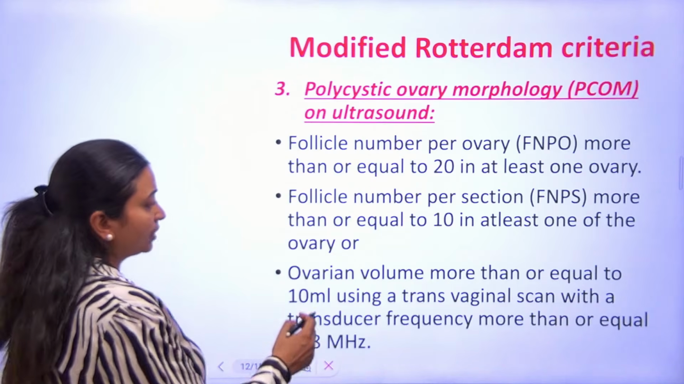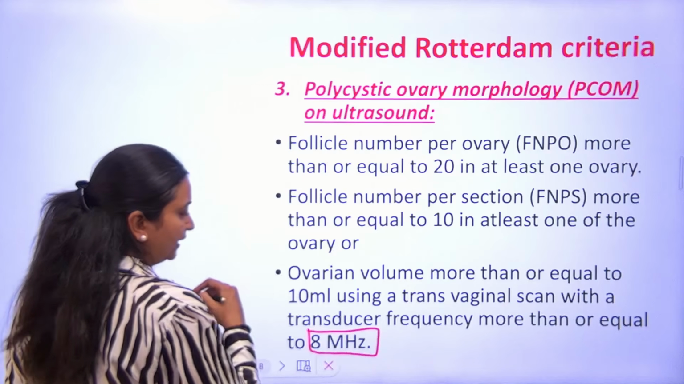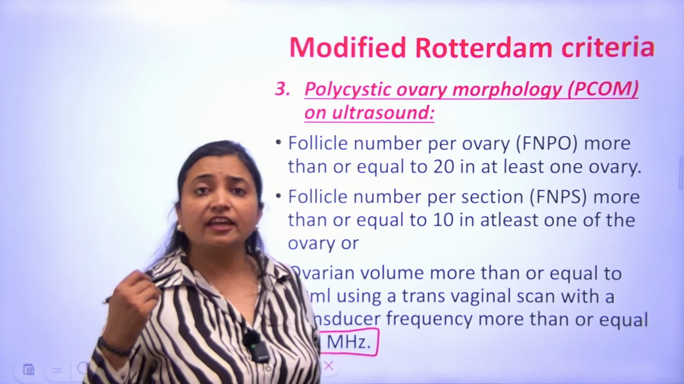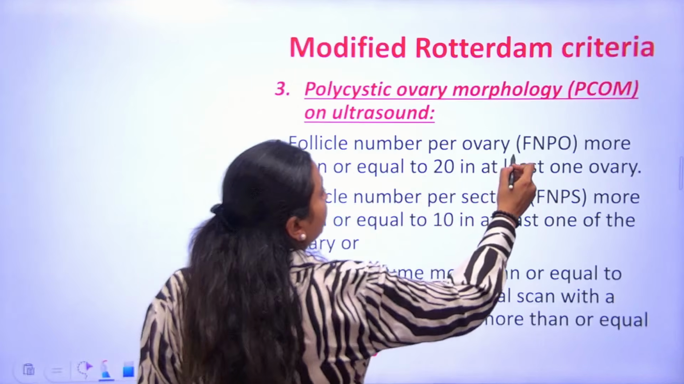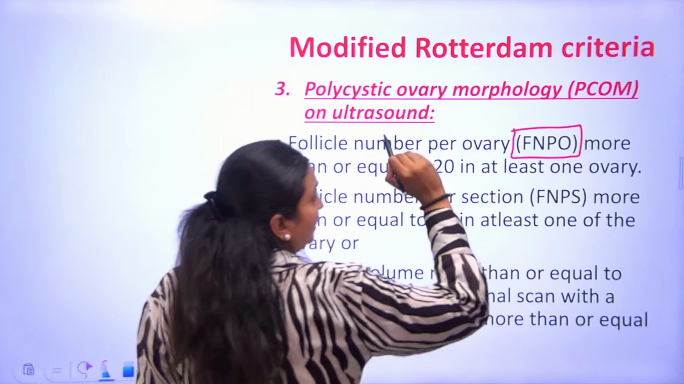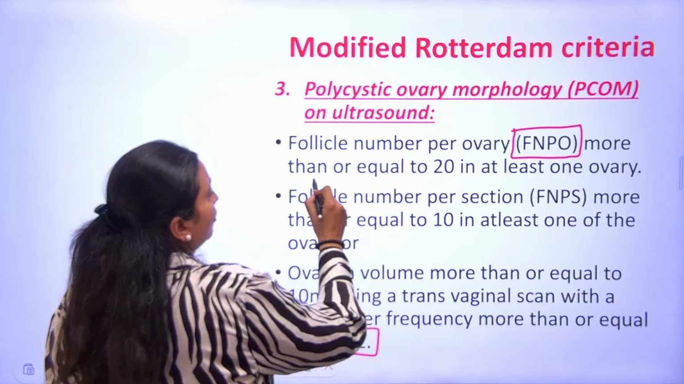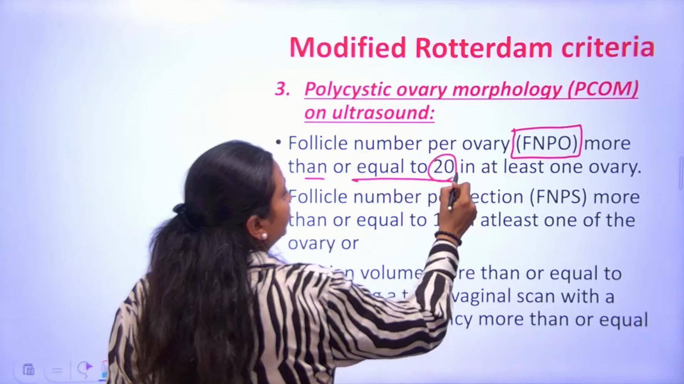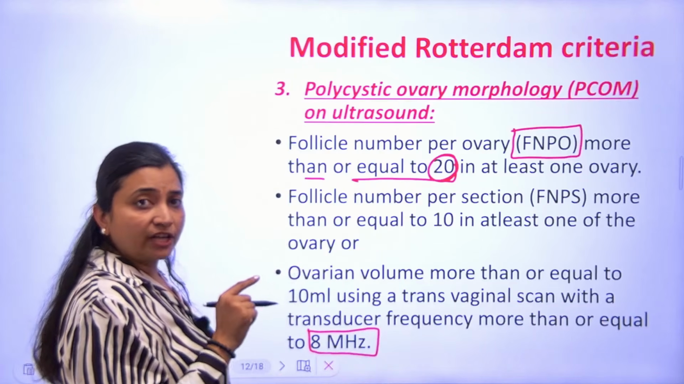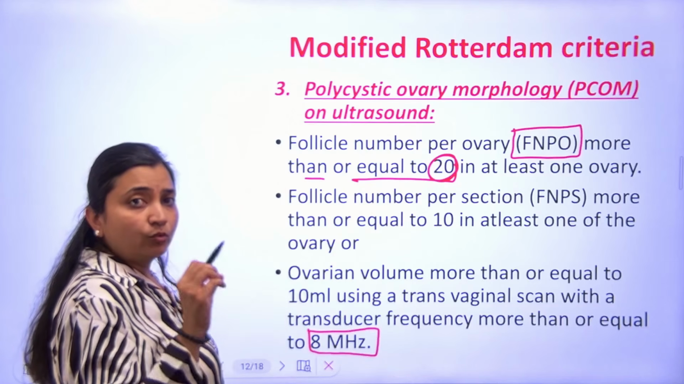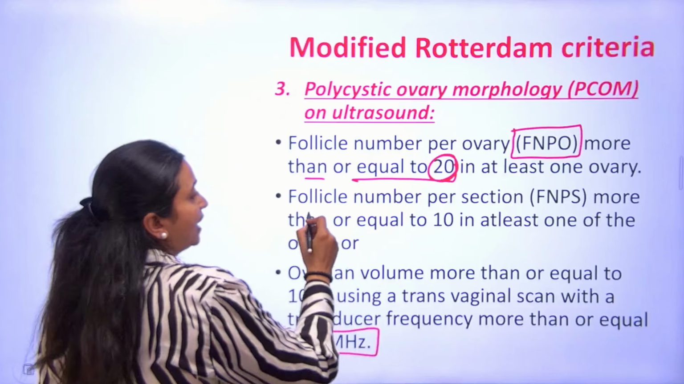Why modified? Because we are now having a transducer of more than 8 megahertz and we are picking even those small follicles. So follicle number per ovary, FNPO, this is the way we describe the condition. FNPO of more than or equal to 20. Earlier it was 12. Now it is 20 because we are looking more precisely and more keenly. So now the cutoff is 20 in at least one of the ovary.